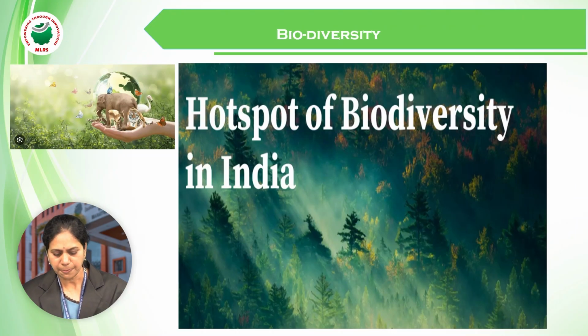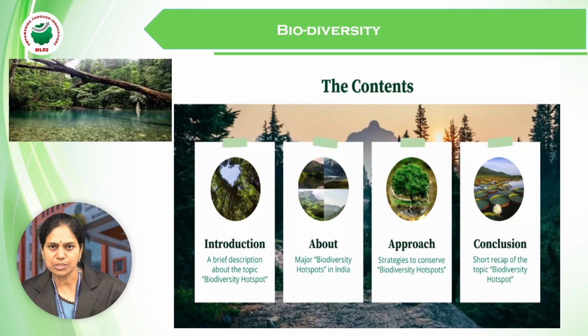Next, hotspots of biodiversity. What do we mean by hotspot? A hotspot is where the maximum life is concentrated, so we call those areas hotspots. According to one study, there are about 32 hotspots in the world, and out of these we have 4 hotspots in our own country.